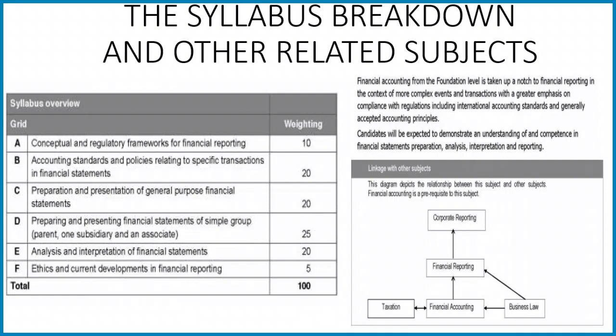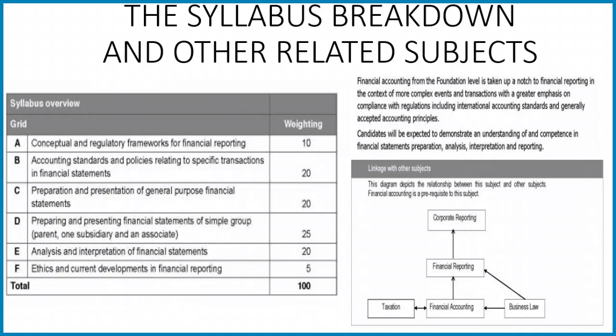Then the C part, which is the third part of the breakdown of your syllabus, is preparation and presentation of general purpose financial statements. That is how to ensure you are able to prepare the financial statement and present it in a way that conforms with the regulation and standard in accounting practice. This is 20% too, and you need to pay attention to it too.